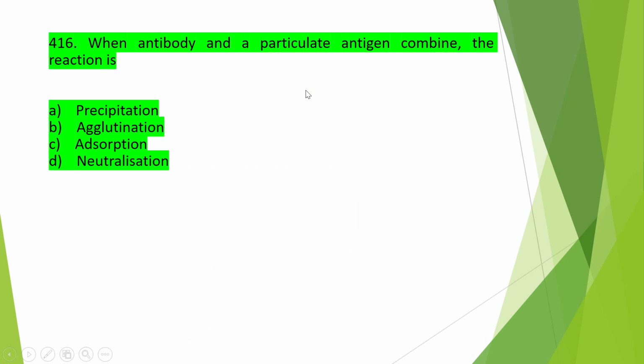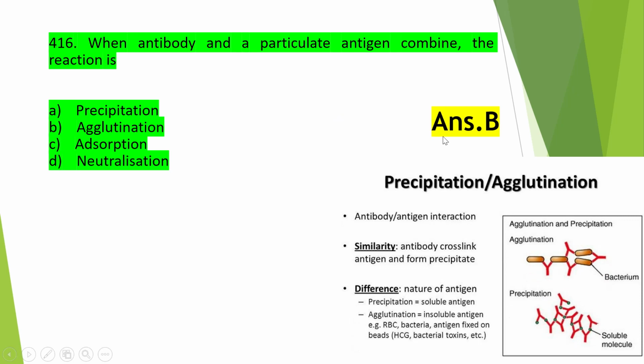Okay, so next one: when antibody and a particulate antigen combine, the reaction is precipitation, agglutination, adsorption, or neutralization, and the right one is option B, agglutination. So when antibody and a particulate antigen combine, the reaction is agglutination. Okay, so what are agglutination and precipitation? They are similar in that they both involve an antibody and antigen complex.